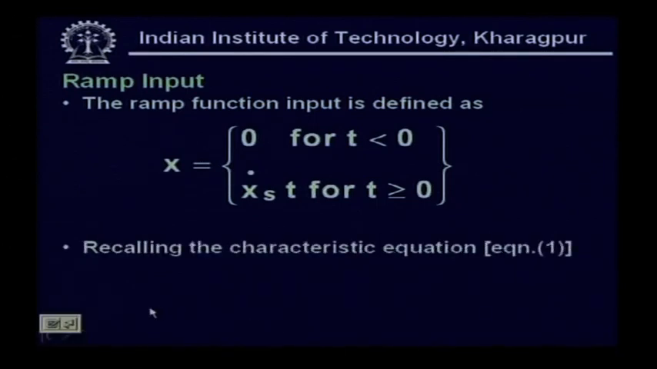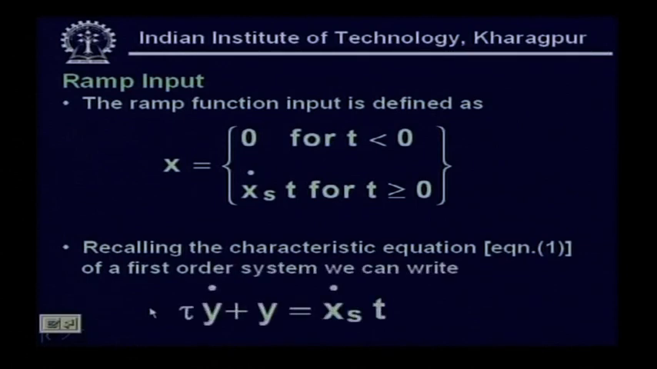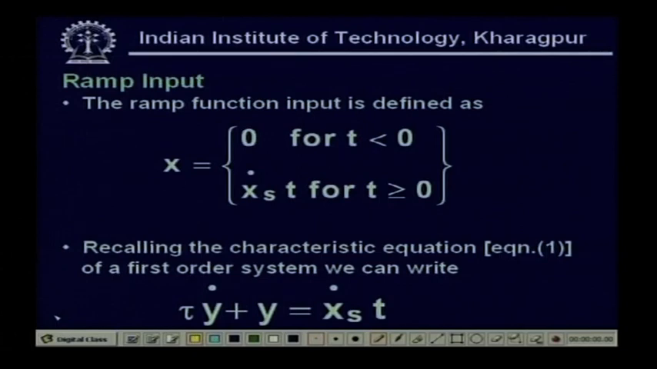This is our ramp input. Recalling the characteristic equation, equation 1 of the first order systems, we replace x by x s dot into t, where x s dot means d x s by dt. So, tau y dot plus y equals x s dot into t. This is our first order differential equation for ramp input. We will solve this equation and see how the response will come, and how the error in the measurement system will come.